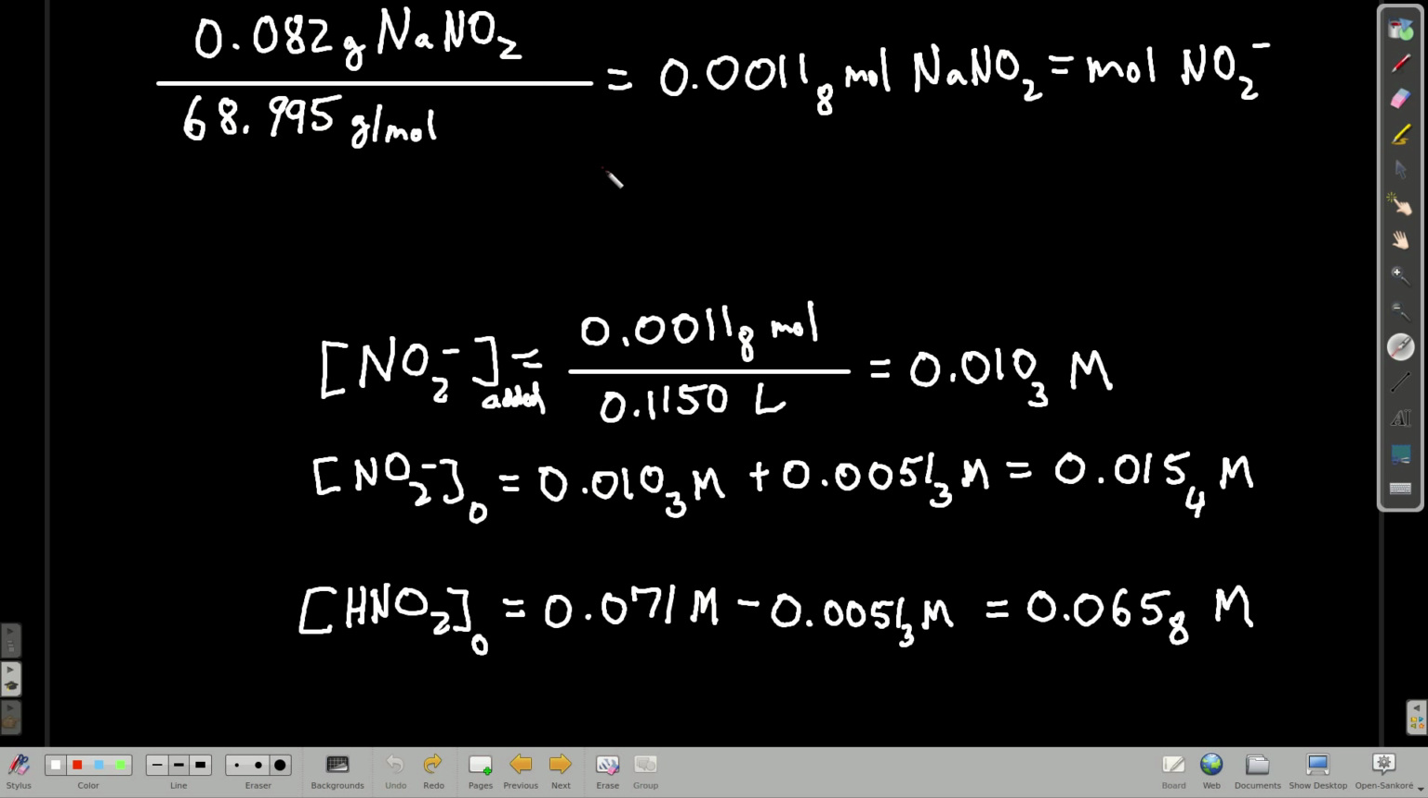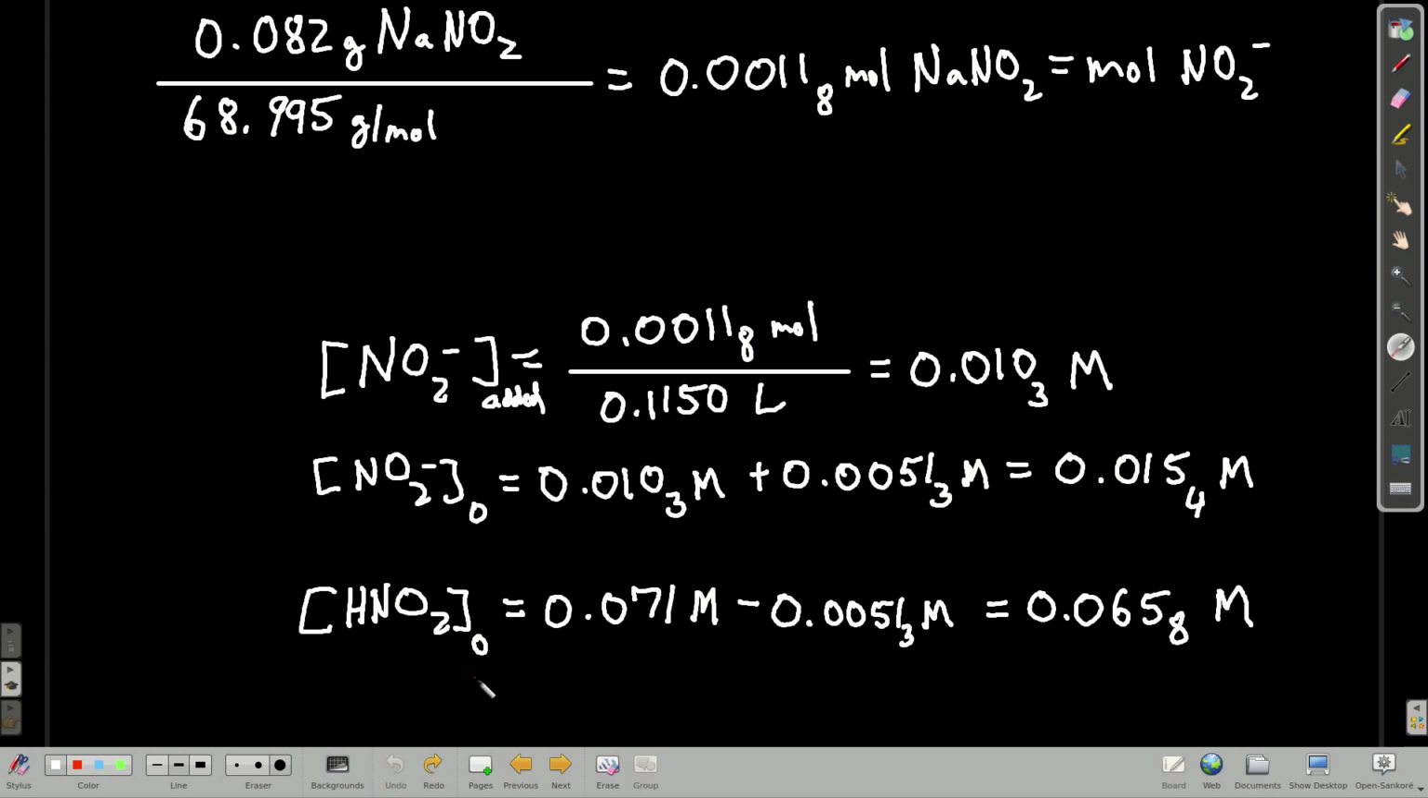Next, we're going to add the common ion, nitrite. So first we figure out how many moles of sodium nitrite we added, just the mass divided by the molar mass, and then we find the concentration by dividing the moles by the volume, 115 milliliters. And that's the concentration of nitrite that we add. Because we already had some in solution from the dissociation of nitrous acid, we add these two together to get our initial concentration of nitrite for our second ICE table.